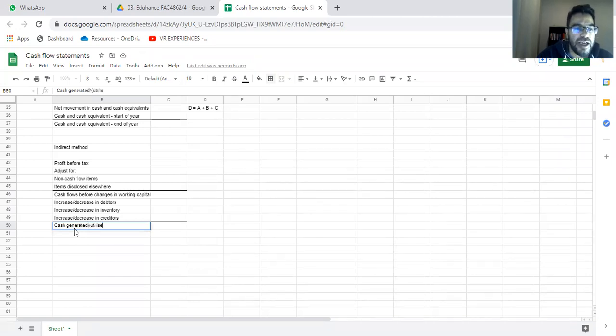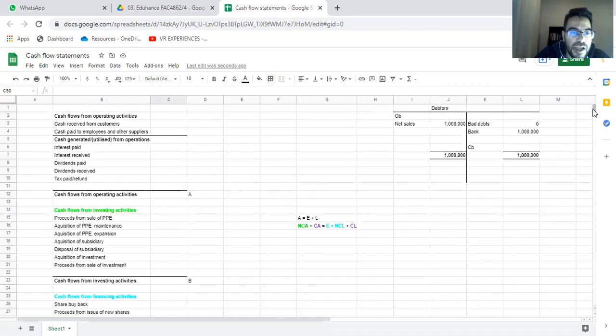or utilized from operations. In most questions, they're going to ask you for both. So you will be able to tell whether you got your cash from operations correct, because if you got it correct, this answer and that answer must be the same, which is the same number, just calculated differently.